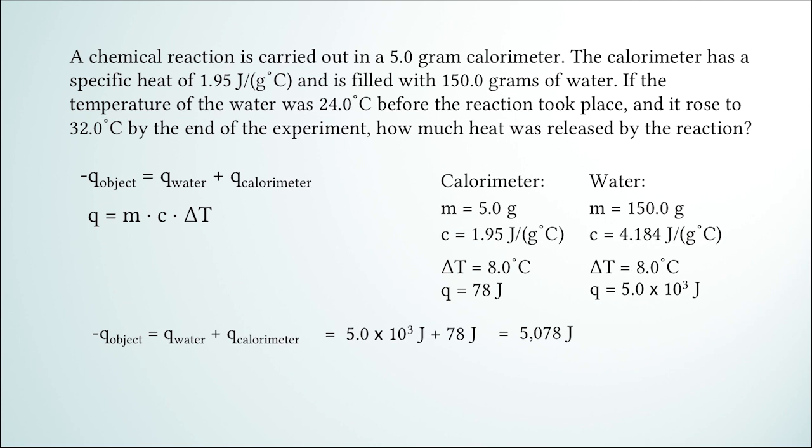Let's first round that number to two significant figures, so negative Q of the object equals 5,100 joules. That means that positive Q of the object will be negative 5,100 joules. The negative sign tells us the object lost 5,100 joules of energy to the calorimeter and water. Let's look at one more problem together.